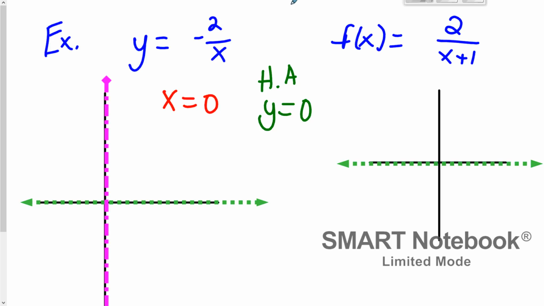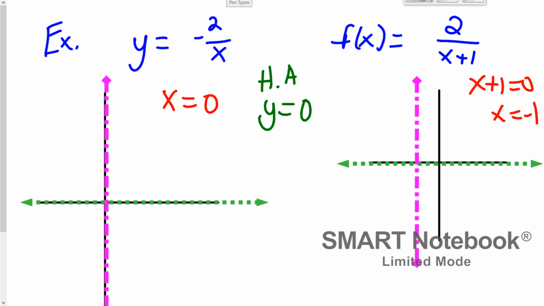Here it's a little bit different, right? Here we have x plus 1, so that's going to move our vertical asymptote to the left one, right? Because it's a plus 1, so we move the opposite direction. So at negative 1, there's our vertical asymptote, right? So again, what you can still do is set the denominator equal to 0 and solve for x. So x equals negative 1. So we see there's our vertical asymptote.